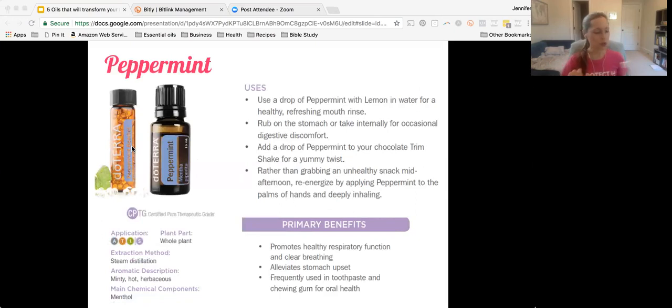All right, the next oil is peppermint. Okay, so this is another really, really popular oil because it is so versatile, has so many different uses. So peppermint is very energizing, uplifting. It helps improve focus and concentration and mental clarity.